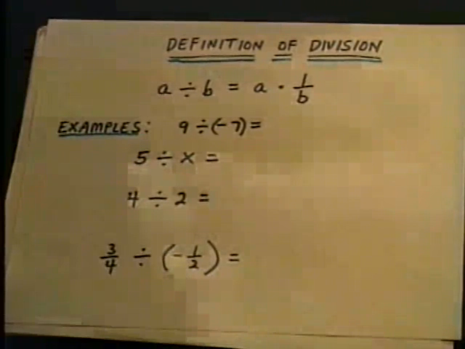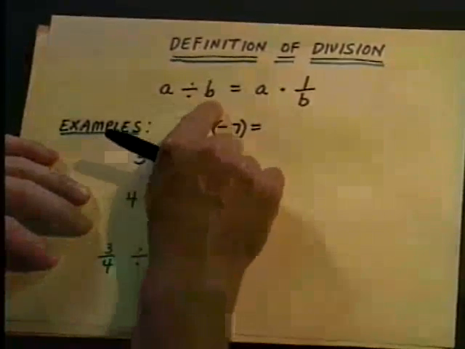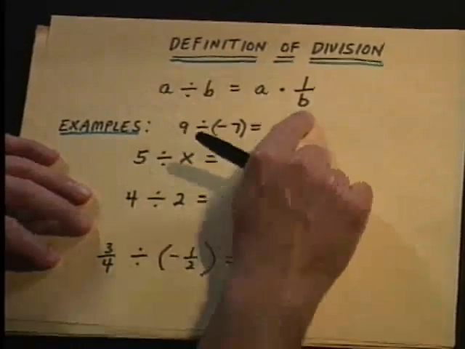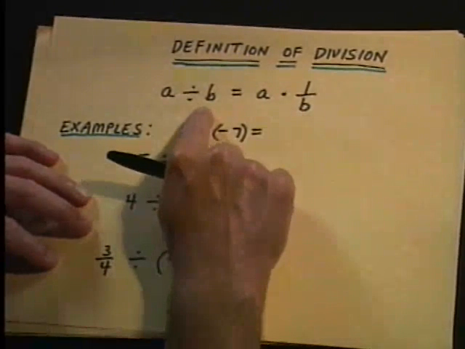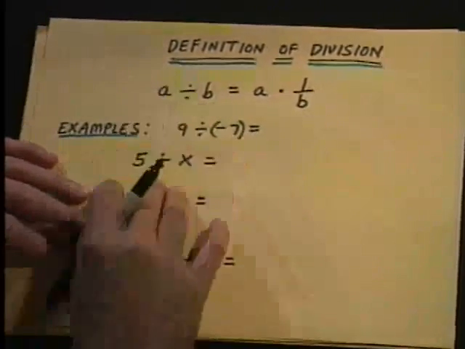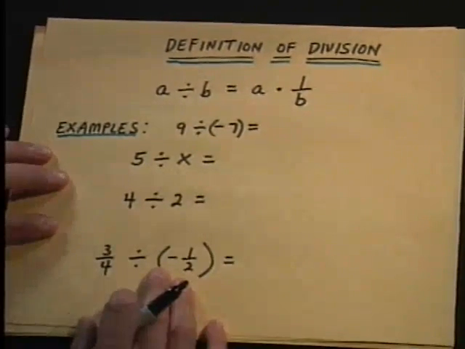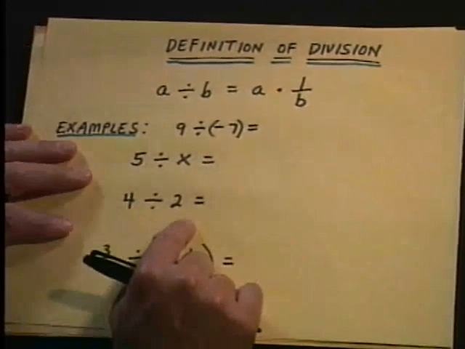The definition of division says that anything written in terms of division can be rewritten in terms of multiplication. So A divided by B can be rewritten as A times 1 over B. And I think the easiest illustration of all the examples I have laid out for you is this one right here, 4 divided by 2, which we all know is 2.